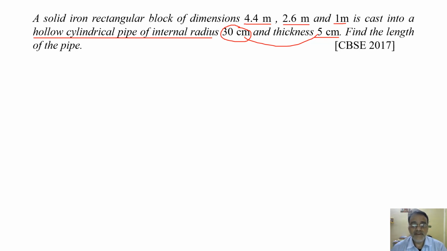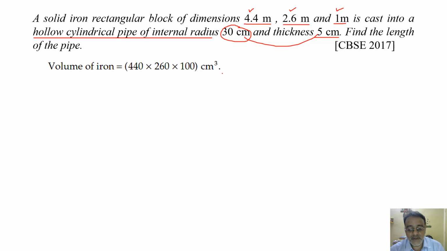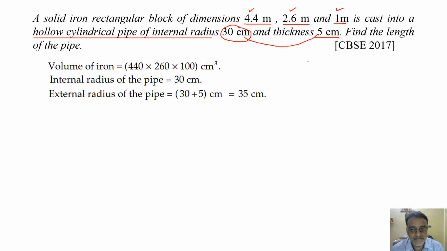चलो वॉल्यूम ऑफ आयरन हम लोग पहले निकाल लेते हैं. देखो ये सेंटीमीटर में दिया है और पूरा डेसिमल में लिखने से अच्छा है इसको हम लोग सेंटीमीटर में कन्वर्ट कर लेंगे. 440, 260, 100. So we are going to find the volume of iron, L into B into H. 440 into 260 into 100 centimeter cube. Now internal radius is given 30 centimeter, thickness is given 5, तो outer radius हो जाएगा 30 plus 5, 35 centimeter. Now let the length of the pipe be H centimeter.